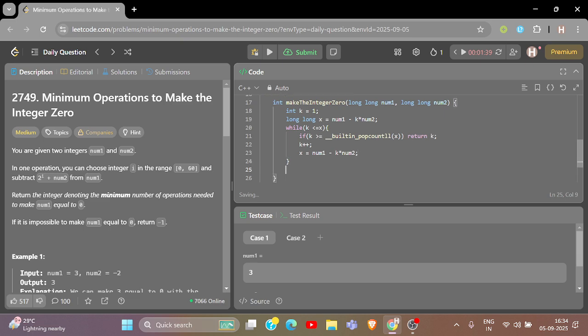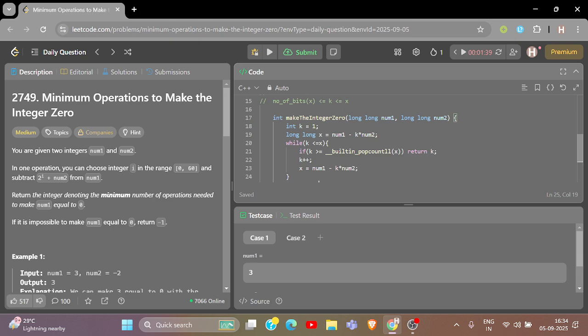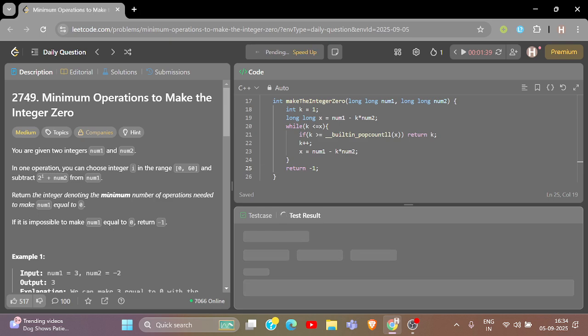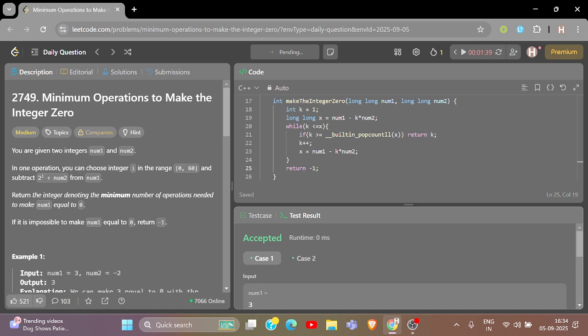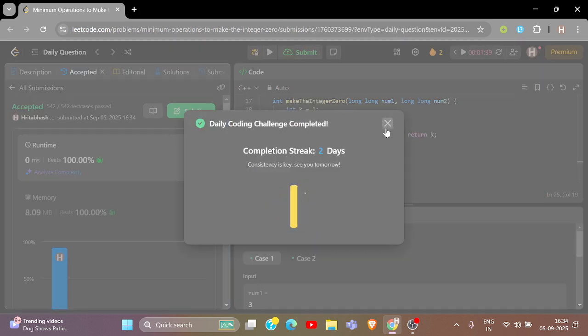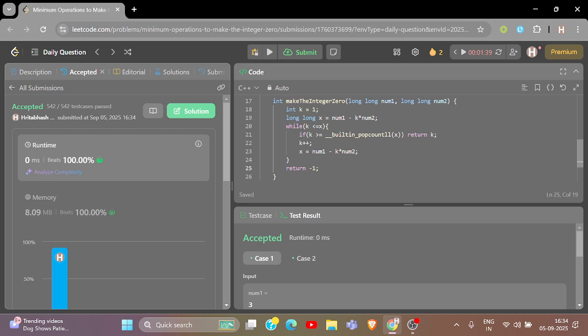And if I reach here, basically my while loop terminates, and I know that it is not possible to represent x in terms of powers of 2. So my answer will be -1. I think that's correct, I think we did it correctly. So let's run it now. If I try to submit it, it has got submitted, accepted. So that is the solution.